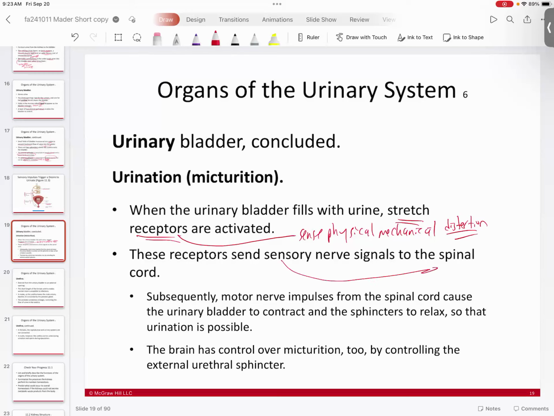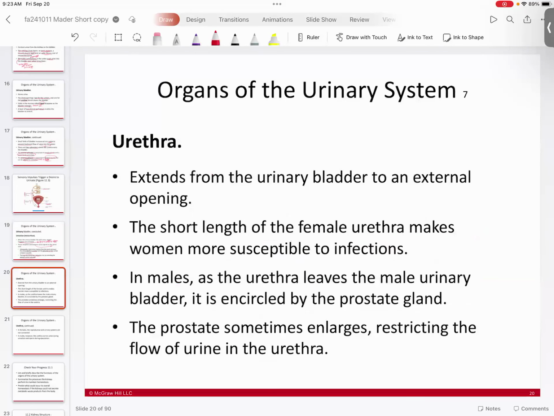They'll send those signals to the spinal cord. And then from there, motor nerves from the spinal cord will cause the musculature around the urinary bladder to contract, and it'll also tell the sphincters to relax so that the urine is able to pass through. And so the brain, through the somatic system, has control over this too by controlling those external sphincters.